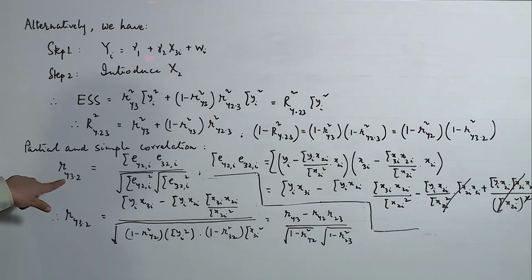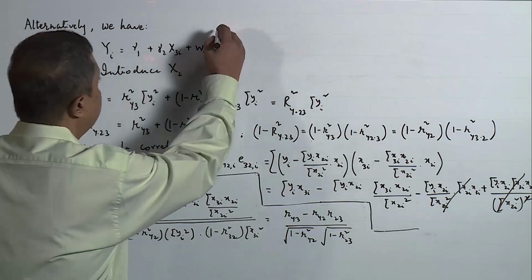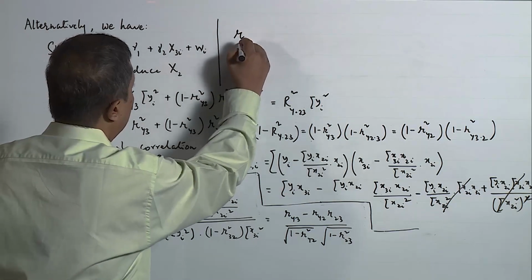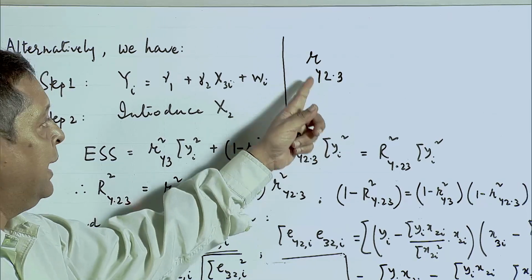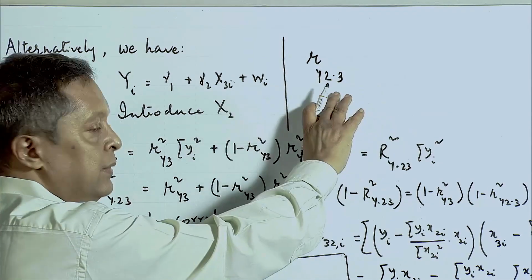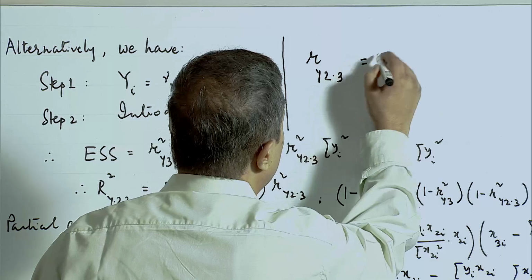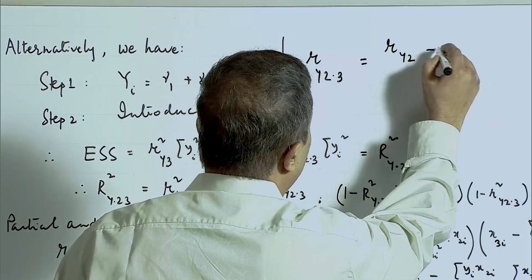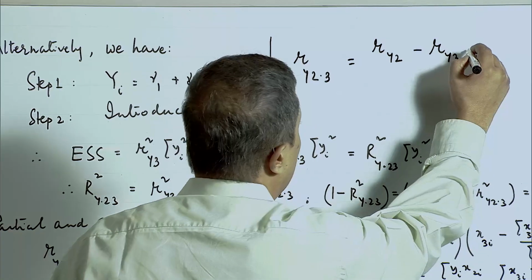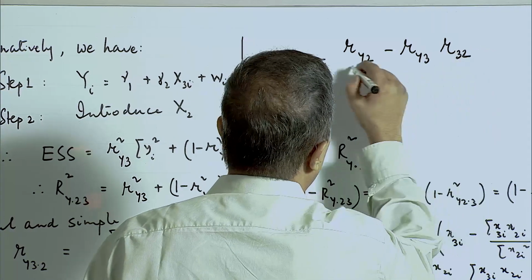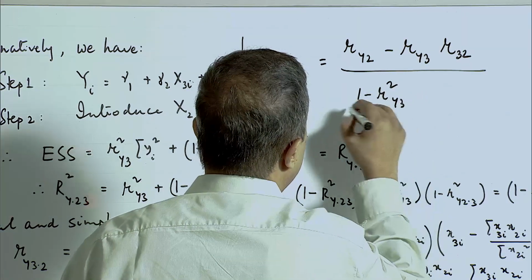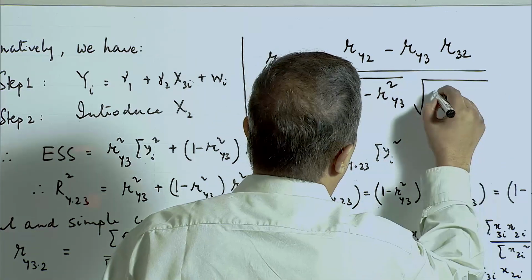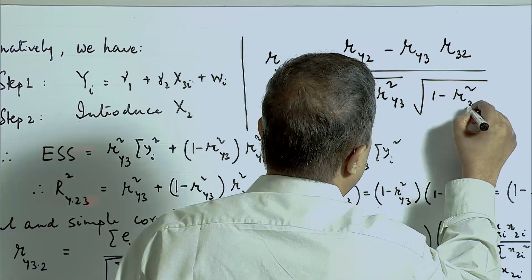Similarly, if we were to find out the relation between the partial correlation between y and x2, then we would write r y2 dot 3, the partial correlation between y and x2. That means cleansed of variable x3, that would be r y2 minus r y3 r 32 divided by the square root of 1 minus r square y3, into 1 minus r square 32.